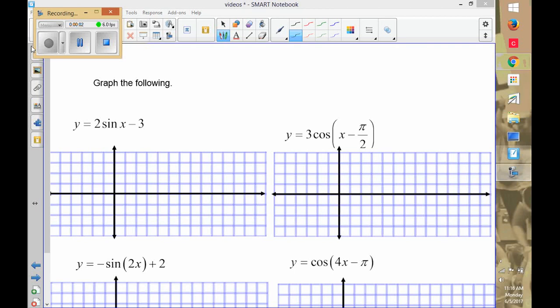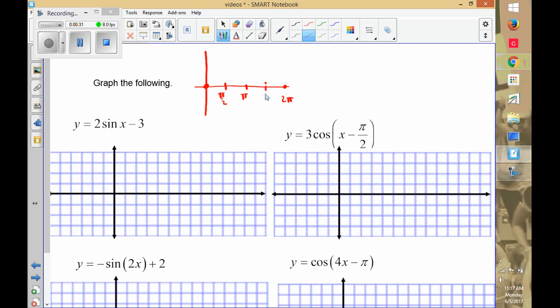Let's now practice graphing a couple of our sines and cosines depending upon how they are altered and shifted and moved around. When I graph these, I tend to base everything off of the 5 points that I know. So in my normal period, if I'm unshifted for a sine function, with pi over 2 and 3 pi over 2, I know 5 points.